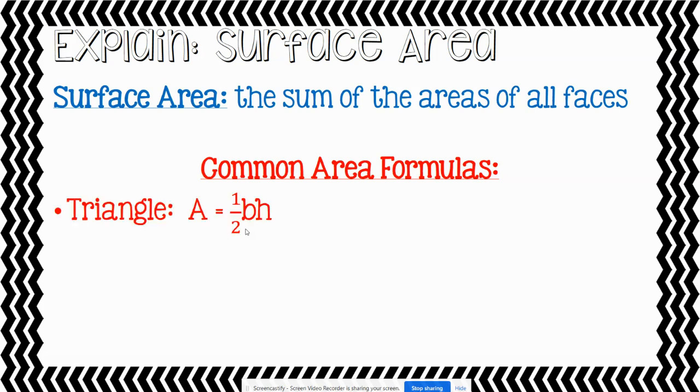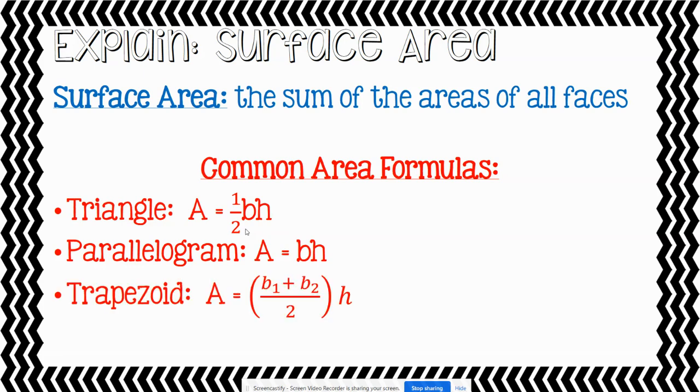Well, if you're finding all of those areas, then there are some area formulas that you need to use. So we've already talked about triangle. That formula is area equals 1/2 times base times height. A parallelogram, which is the same as a rectangle or a square, is area equals base times height. And a lot of you are used to thinking of it as length times width, but it's still base times height, same thing. And then a trapezoid, the area is base 1 plus base 2 divided by 2, and then multiplied by height.